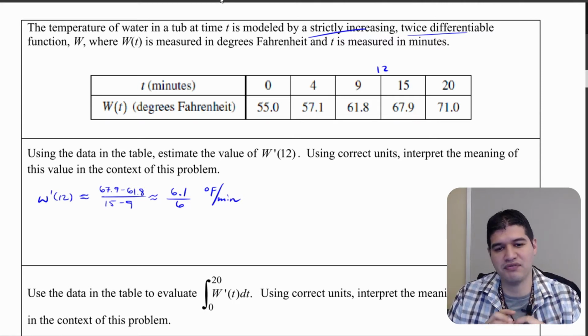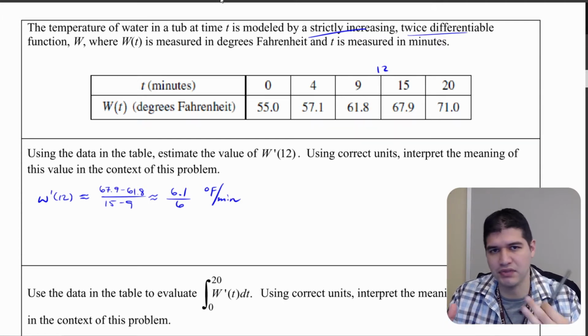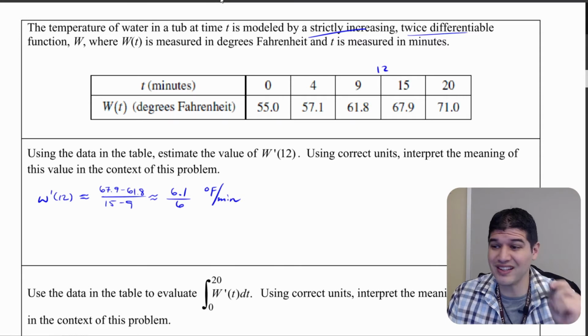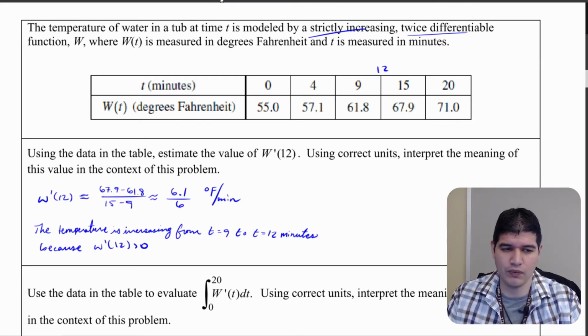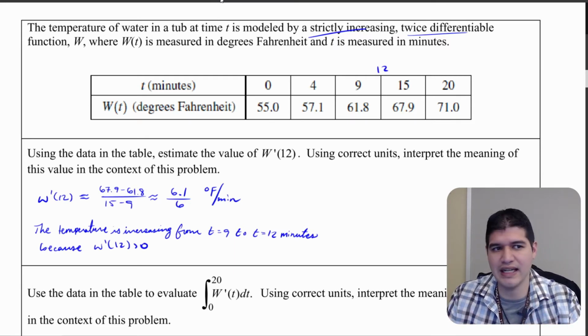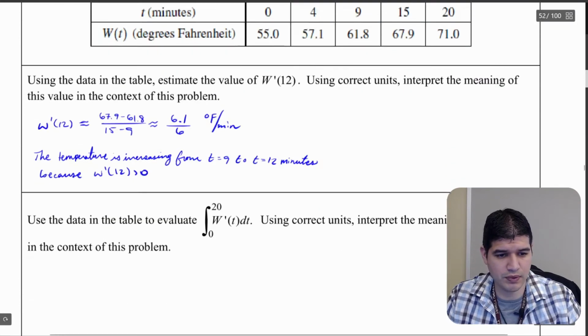Think about what we just found. We found a derivative and we know its sign, because with derivatives, you always want to know whether things are positive, negative, or zero. So since we know that this is positive, we're going to say that the temperature is increasing from t equals 9 to t equals 15, which is already kind of stated in the prompt above. All right, so let's move on to the next part of this question.